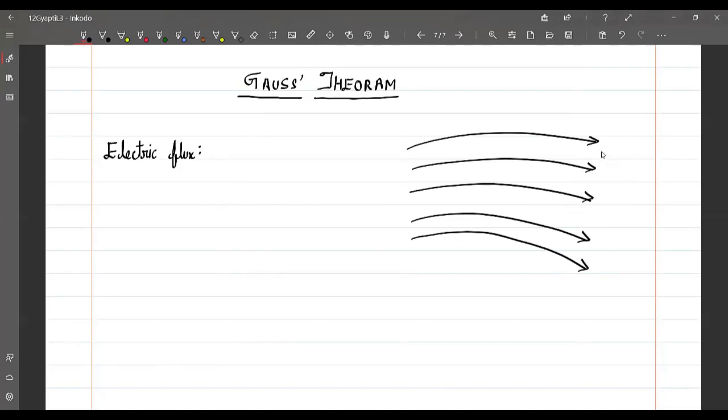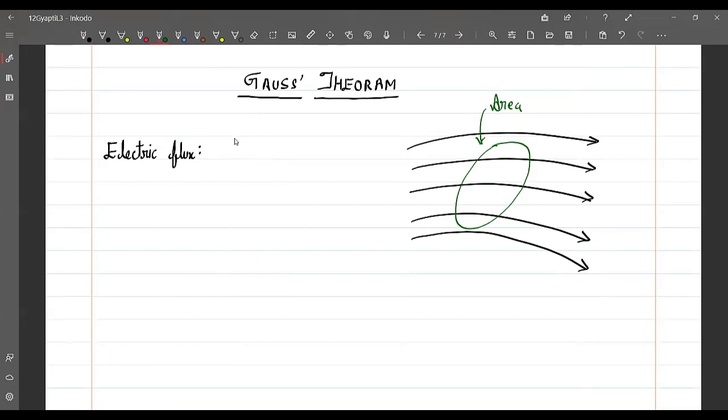So electric flux, before defining electric flux, we have to define several other things. So electric flux basically measures the amount of flow through an area. This is a hypothetical area, and through this area, electric field is flowing. So electric flux will measure how much amount of electric field lines flow through it.